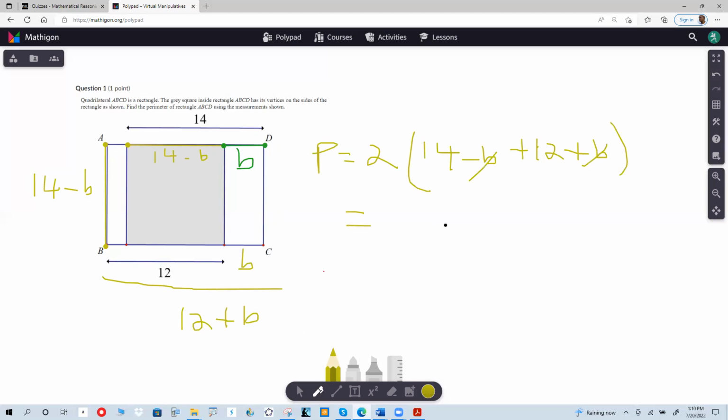And what do you have? 14 plus 12 is 26. 26 times 2 is 52 units. Either way, you're going to get the same answer. The same answer. Okay. Gotcha.